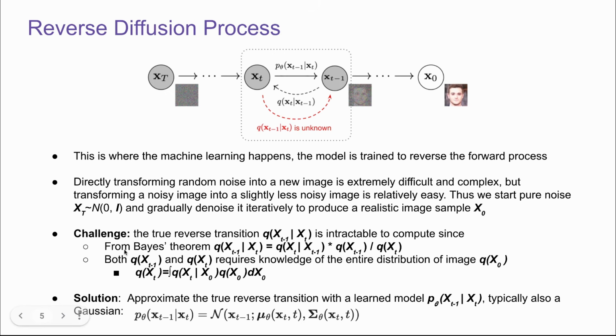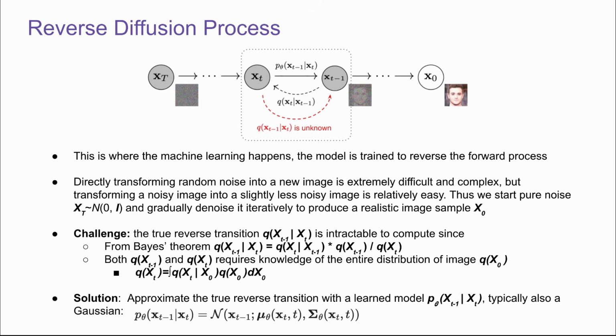This is because from Bayes' theorem, the distribution of xt minus 1 given xt equals the distribution of xt given xt minus 1 multiplied by the distribution of xt minus 1 over the distribution of xt. We know this distribution from the forward diffusion process. However, the distribution of both xt minus 1 and xt requires knowledge of the entire distribution of image q(x0). This is the integral formula of the distribution of xt. And given it's doing an integral on a pixel space, the space is too big, so it's intractable to compute.